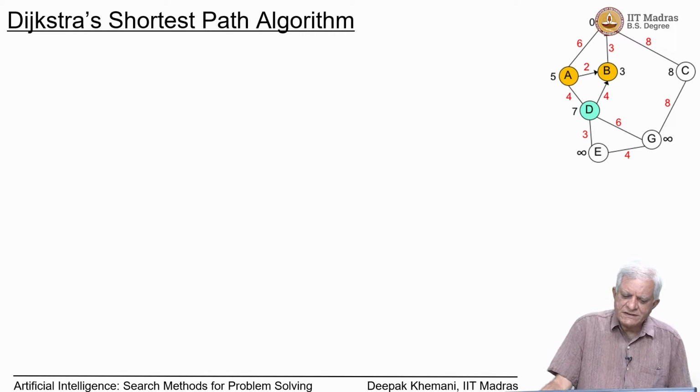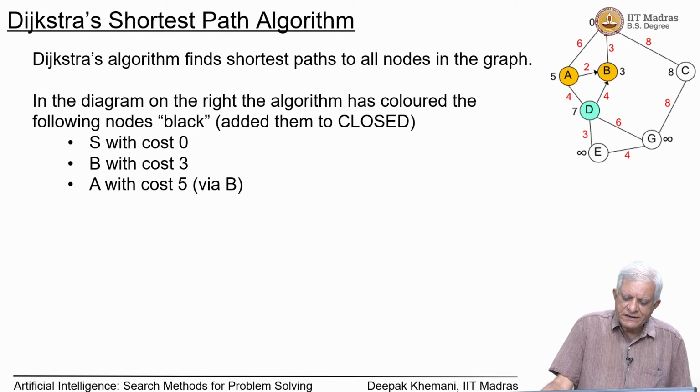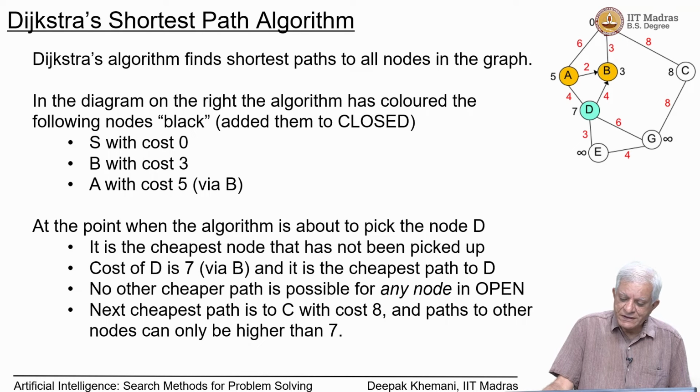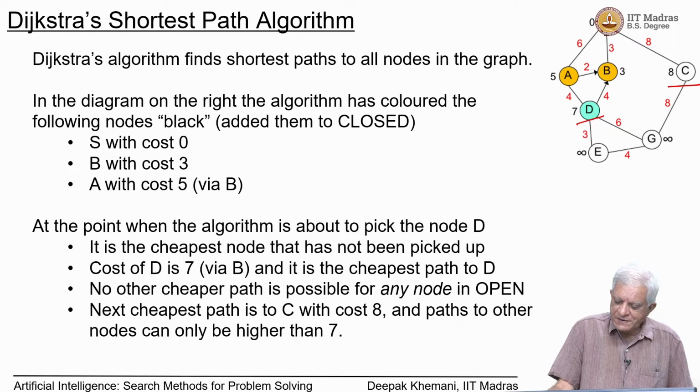So, if you remember Dijkstra's shortest path algorithm, it finds the shortest path to all nodes in the graph, and in the diagram on the right, the algorithm has colored S, B and A as black, or in our terminology it has put them in closed. But at the point it does that, the algorithm is about to pick node D. It is the cheapest node that has not been picked up of all the nodes that have not been picked up, which is D and C. The others have not even been generated yet. Cost of D is 7, which is via B, and it is the cheapest path to D essentially.